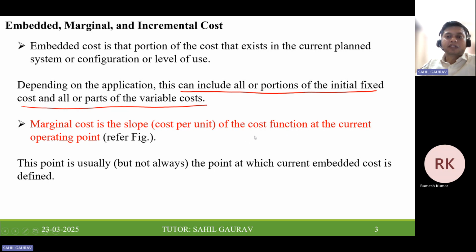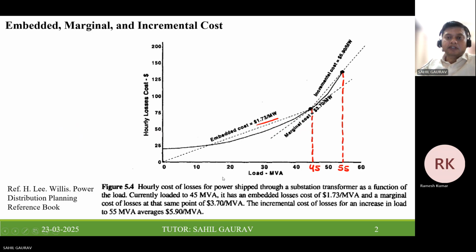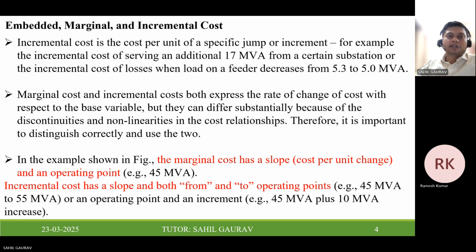You have a cost function for the operation of a substation, and if you take the slope of that cost function at the current operating point, that gives the marginal cost. This point is usually the point at which the current embedded cost is defined. So that is the current embedded cost for this operating point, and the slope at that point based on the cost function gives the marginal cost. Then we have incremental cost. Incremental cost is the cost per unit of a specific jump or increment. For example, the incremental cost of serving an additional 17 MVA from a substation, or the incremental cost of losses when load on a feeder decreases from 5.3 to 5 MVA.